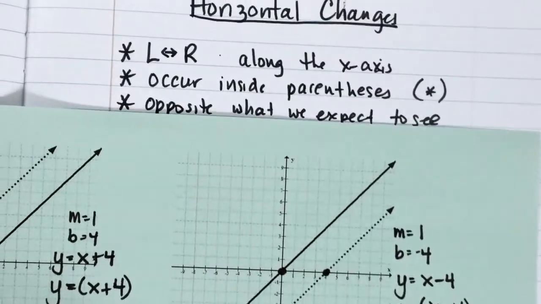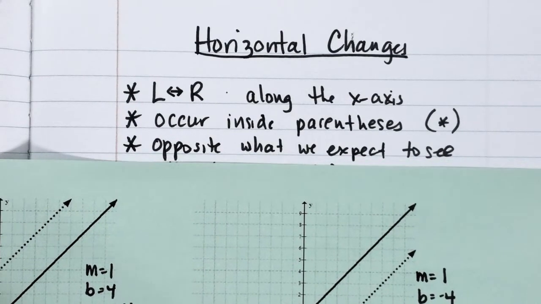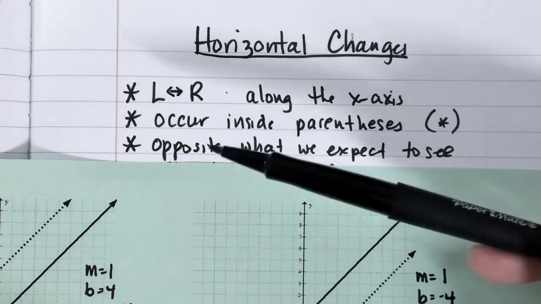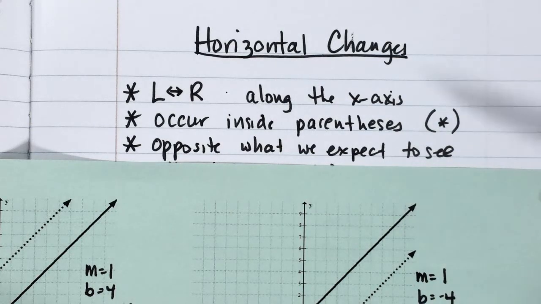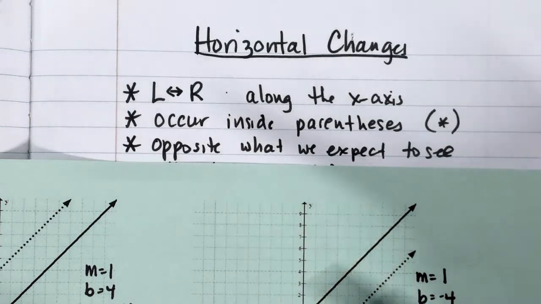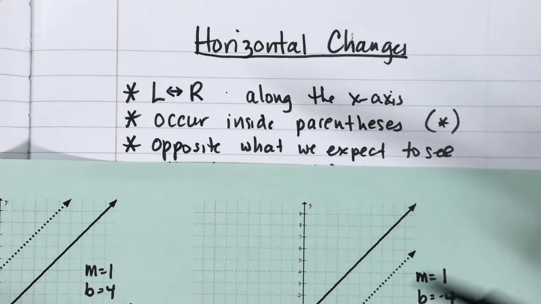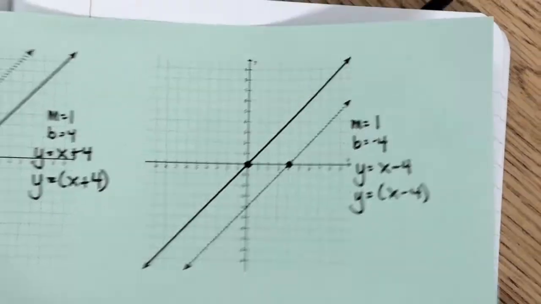And that is the next thing I want you to write down. When we have a horizontal change in an equation, the equation behaves the opposite of what we expect to see. When we're doing horizontal changes, it's like opposite day. If the equation says x minus 4, I would think I'd go left, but nope, I go right. If it says x plus 4, I think I'm going to go right. No, I'm going to go left. Whatever I think I'm supposed to do, I do the opposite when I'm inside the parentheses.